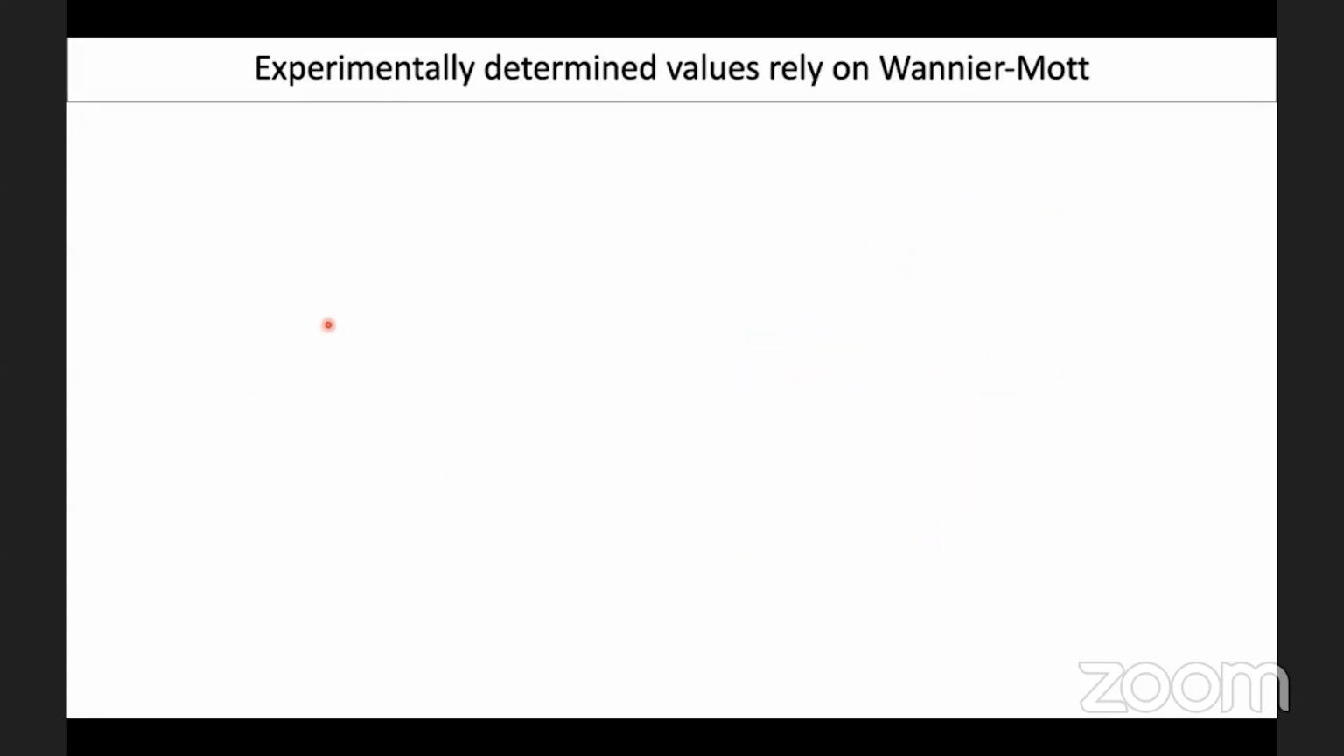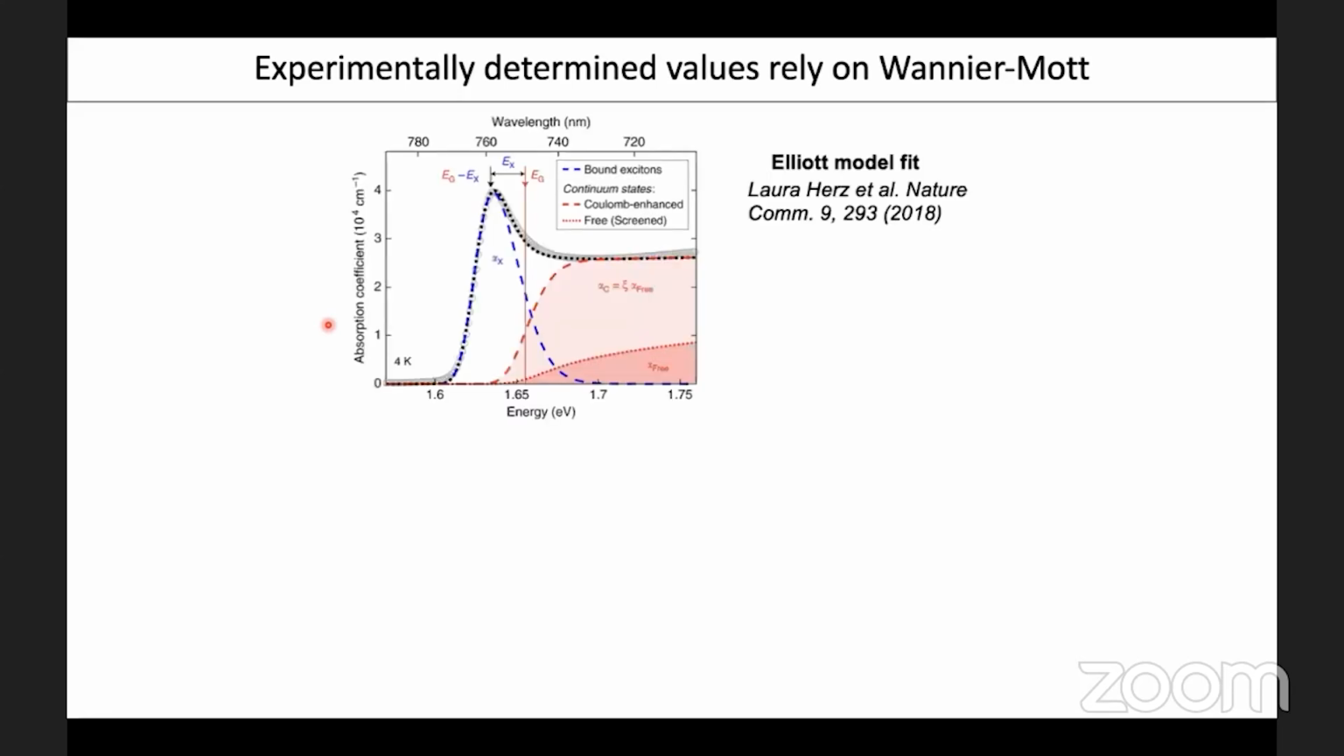And this is very relevant for experimentalists as well, because when experimentalists extract exciton binding energies from, for example, absorption measurements, then they usually rely on the Wannier-Mott model as well. You can see this, for example, here. This is a linear absorption spectrum of methylammonium lead iodide measured in the group of Laura Hertz in Oxford.